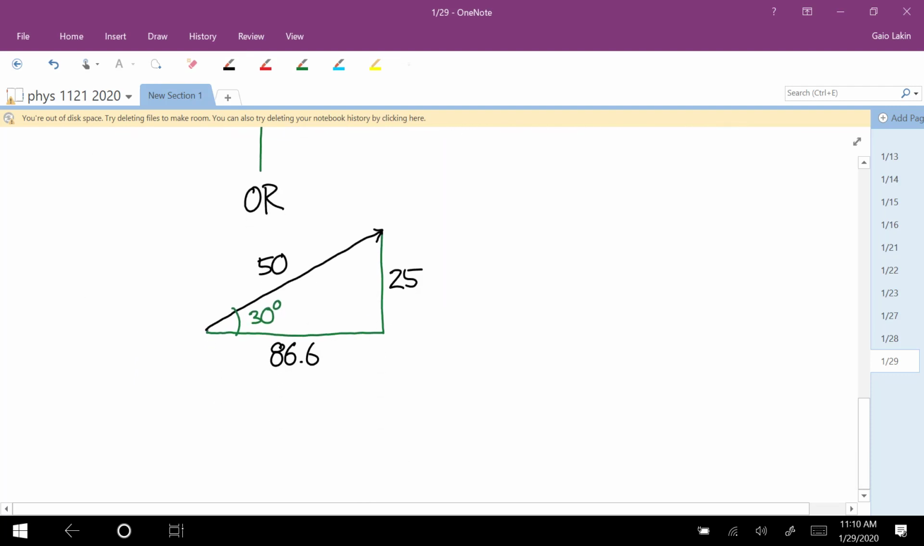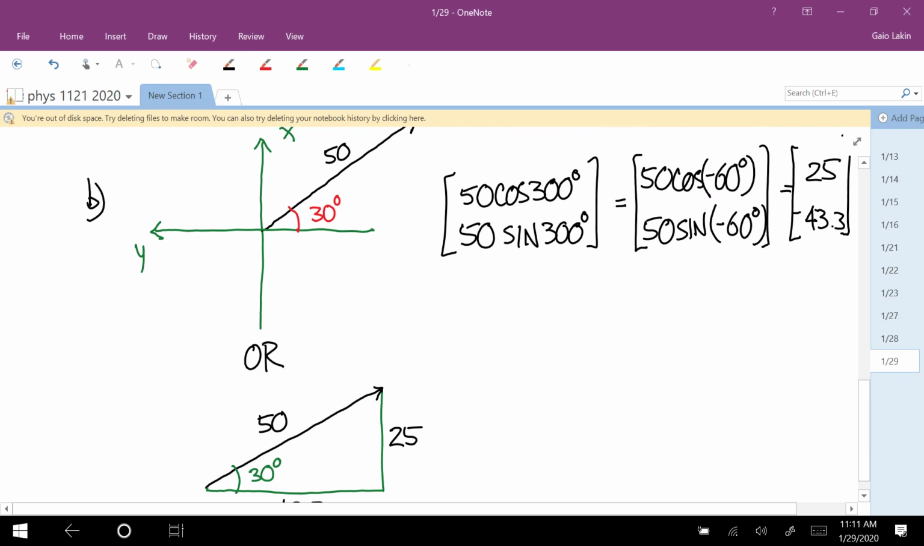$43.3, and same thing with this. I multiplied by 100 instead of 50. I was like, hold on, how is all the legs longer than the hypotenuse? Yeah. Because the other leg is imaginary. Any other homework questions?